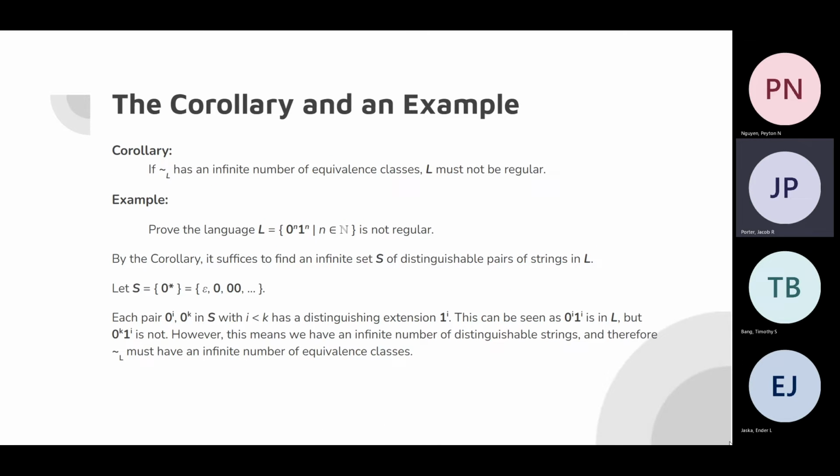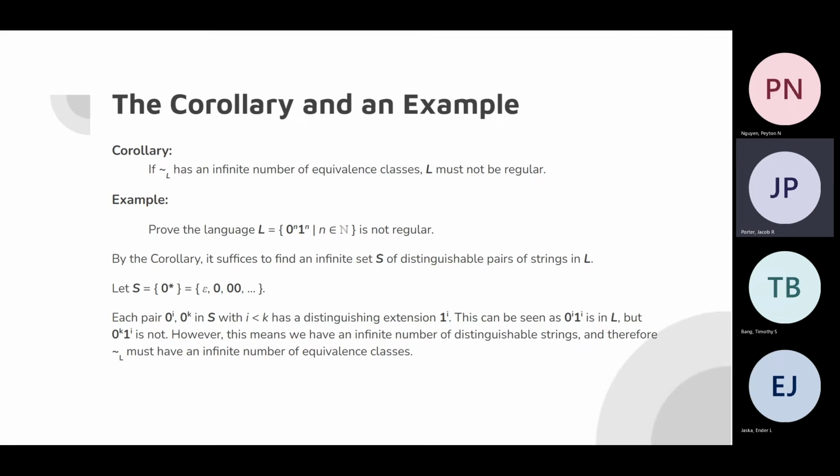Okay, now from this, we also have a corollary, and an example too. If the equivalence relation has an infinite number of equivalence classes, then the language L must not be regular. So for an example, if you look at the given language, we'll try to prove that it's not regular. Per the corollary, we should find an infinite set of distinguishable pairs of strings that are in the language L.